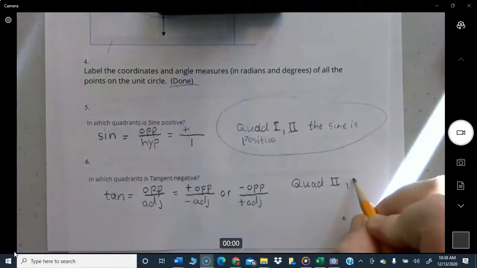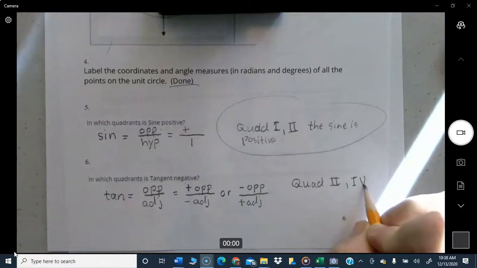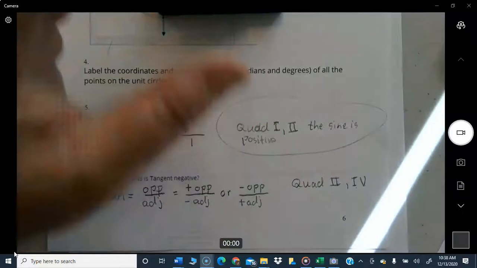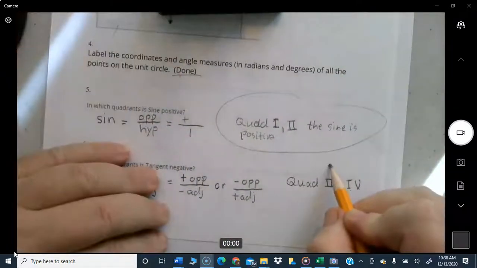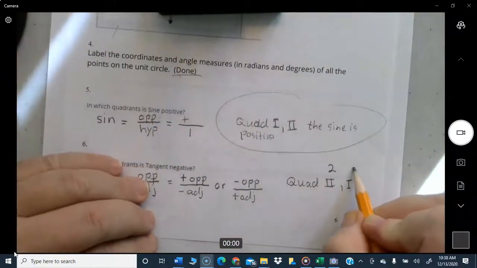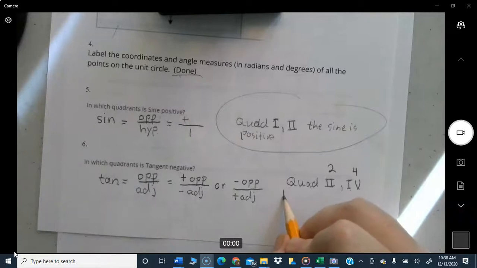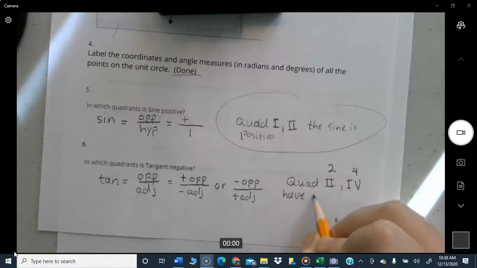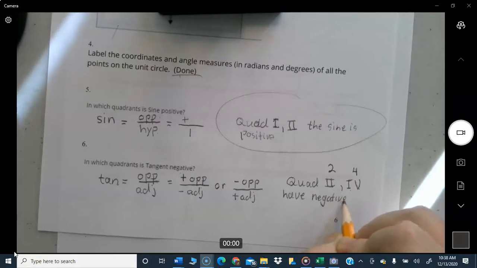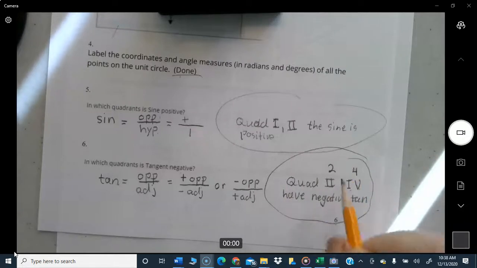So it's 2 and 4. And that the V is a 5 minus a 1. That's how you write Roman numerals if you've never experienced that before. So let me just write it in normal numbers. This is a 2 and this is a 4. It's just traditionally they're written in Roman numerals. Okay? The answer is negative tangent. Okay, and that's the answer to that.